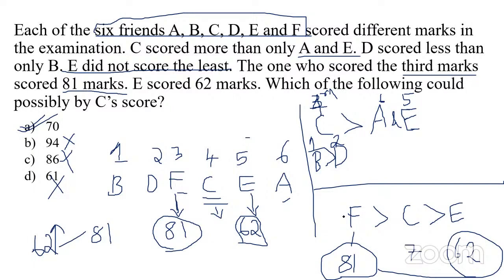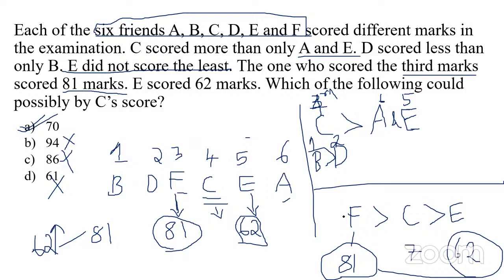C score. We want to find from 62 to 81 marks, so the score will be from 62 to 81 marks. 61 is less than 62, so there is no way that 61 will be the answer. 86 and 94 are greater than 81, so there is no way they will be the answer. Then the only option we go with is 70. So 70 is the right one.